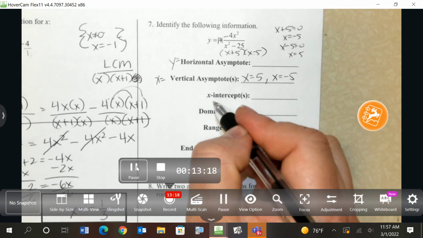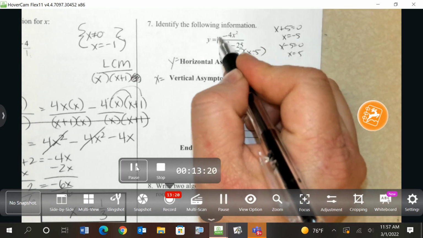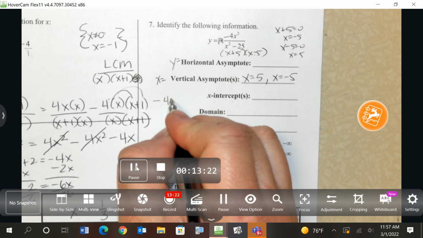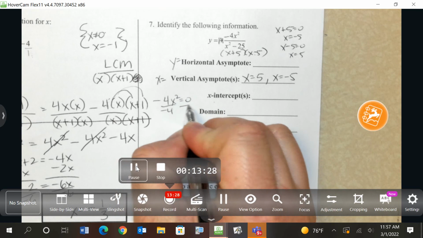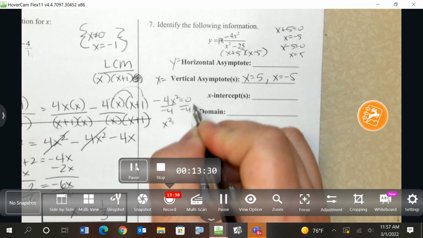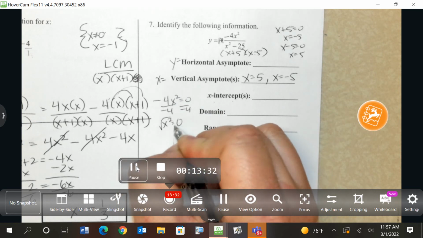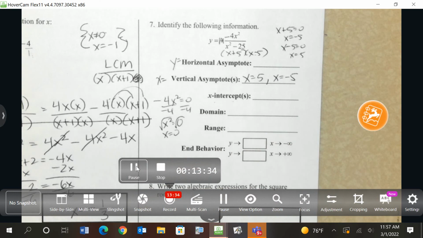Now, how do we find the x-intercepts? We take the top, we set it equal to 0, and we solve. And we can also see that when we look at a graph. So I'm going to divide by negative 4, divide by negative 4, x squared. 0 divided by anything is 0, and the square root of 0 is just simply 0. There's not a plus or minus 0.